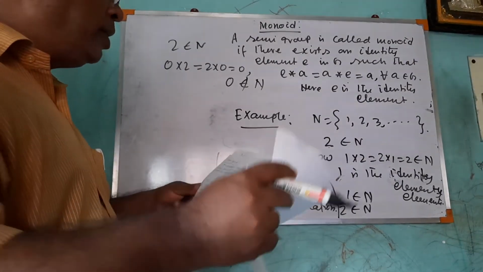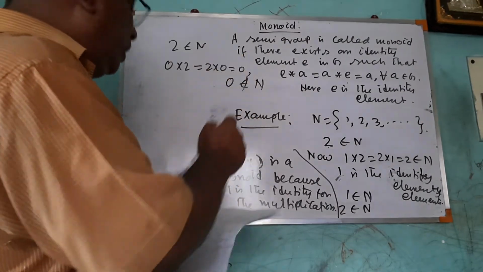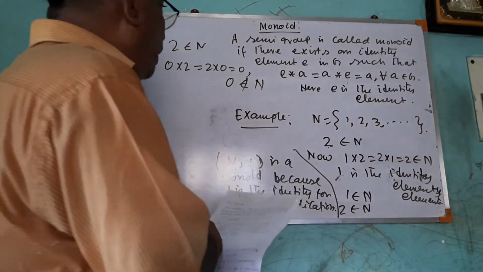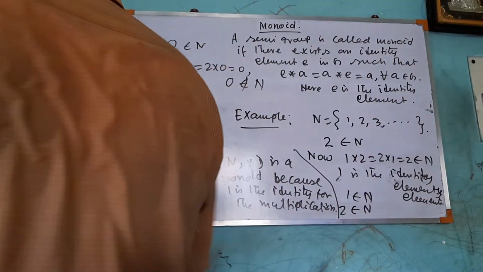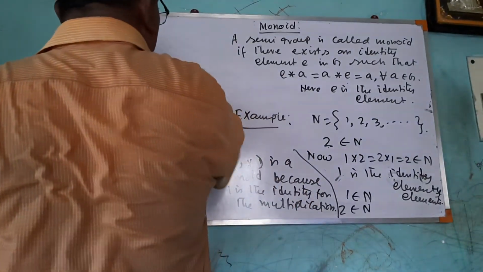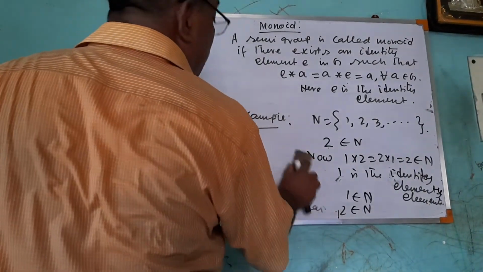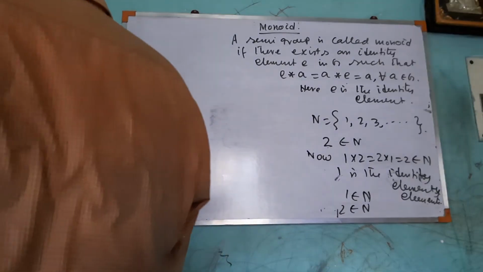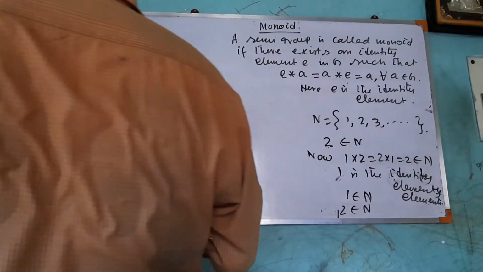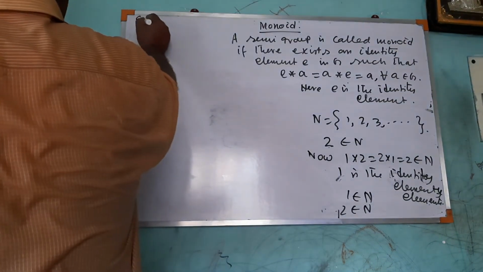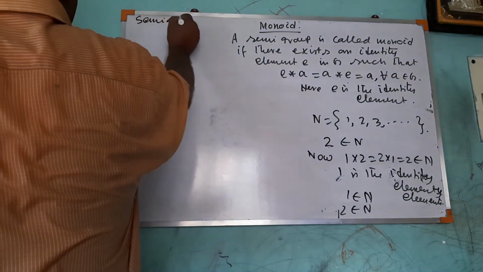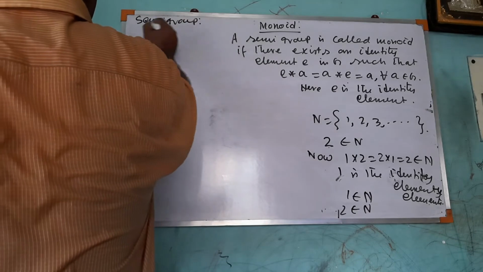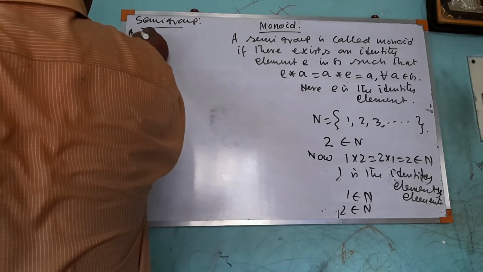Now I'll come to the semi-group. Then you will understand monoid very nicely. So what is actually a semi-group? This is very, very important. Semi-group: an algebraic structure.